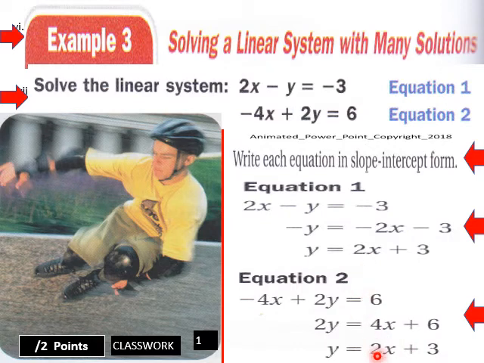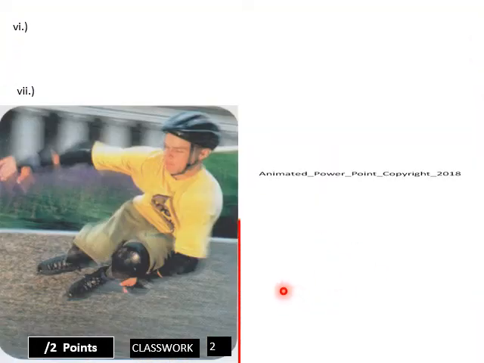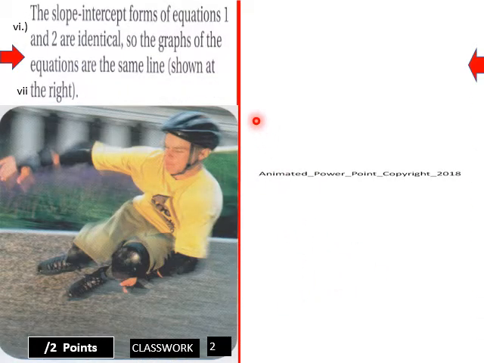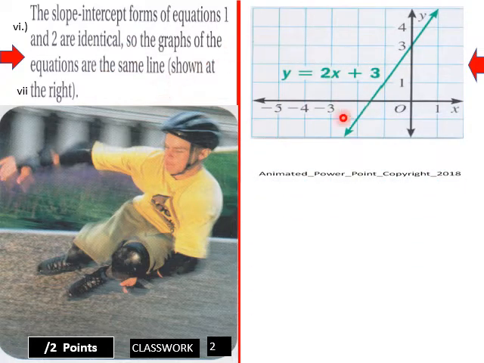So now both are in slope-intercept. But what is going on here? Slope-intercept forms of equations 1 and 2 are identical, so the graphs of the equations are the same line. So shown here, right here's the line for both of these equations. Y equals 2x plus 3. We have a y-intercept of 3. We have a slope of 2.